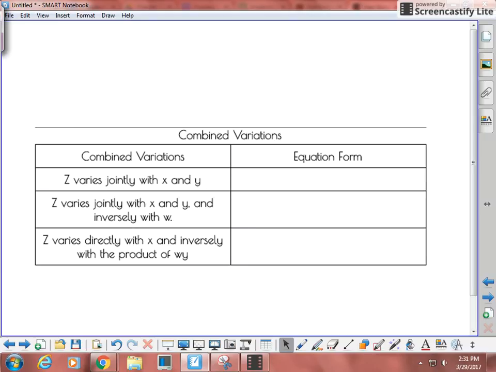So let's go over different types of combined variation. This one says that z varies jointly with x and y. Okay, so I know that z is going to be the one that varies jointly, so it's z equals. I always have to put my k value there because that's the constant we're multiplying by, and then x times y because that's what's in our equation here.